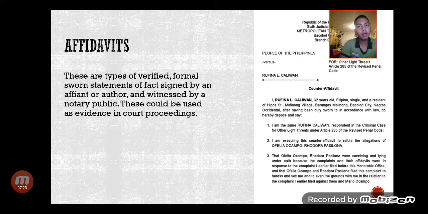these are formal statements that you present to a notary public, meaning that these are truthful, or the affiant has sworn that the statements that he has said or claimed are truthful. And also in an affidavit, that is where the acknowledgements and jurats are attached.